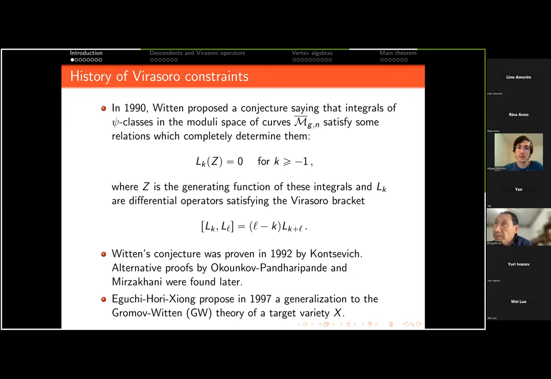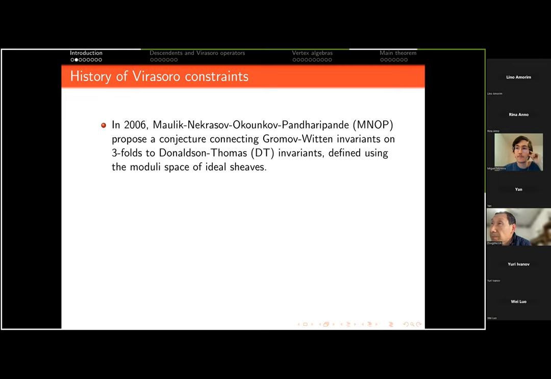So what I want to talk about today is instead a version of these conjectures, but for moduli spaces of sheaves instead of moduli spaces of stable maps that appear in Gromov-Witten theory. And the entry point for that is the so-called MNOP conjecture. So this conjecture predicts that the Gromov-Witten invariants of a threefold should be directly related to the Donaldson-Thomas invariants of that same threefold. And these Donaldson-Thomas invariants are some invariants that count ideal sheaves on a threefold.